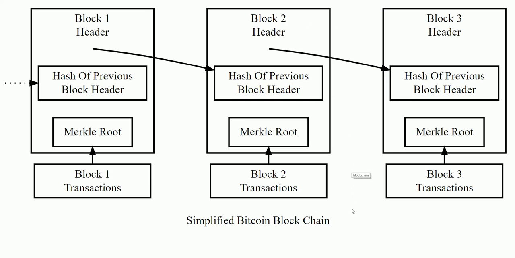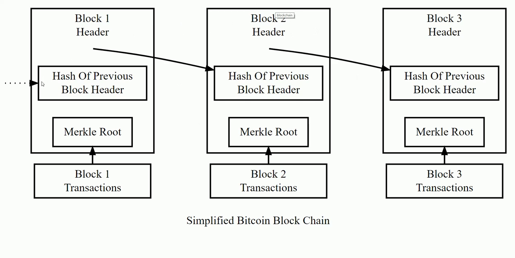Here we have a simple diagram of the Bitcoin blockchain. As you can see, we have three blocks right here, block 1, 2, and 3. If we look at block 2, for example, we see that it's comprised of a hash of the previous block's header. This is true for every block in the blockchain. As you can see, the blocks are reliant on the previous blocks.